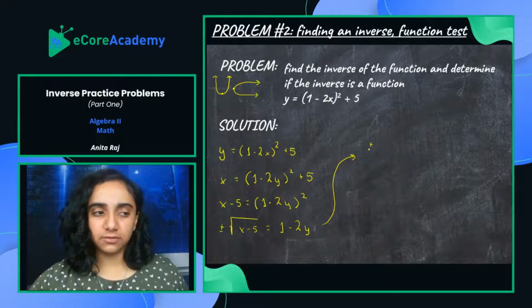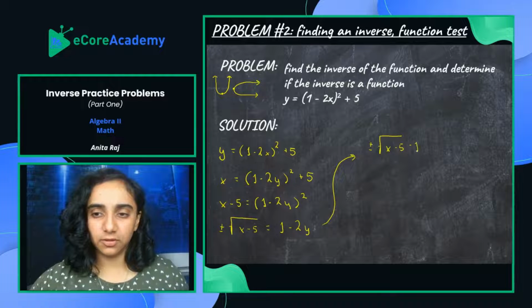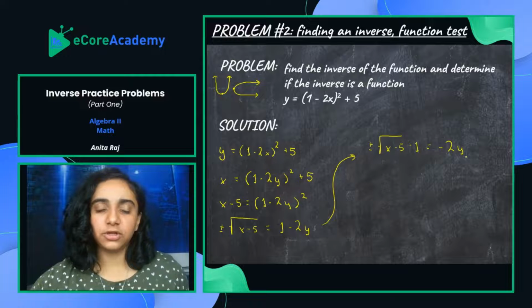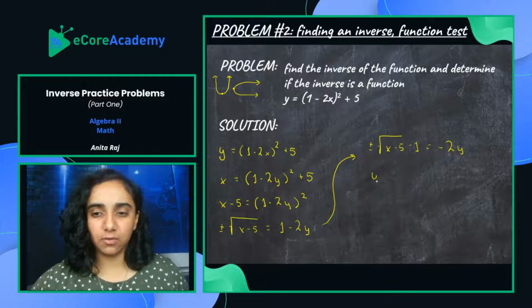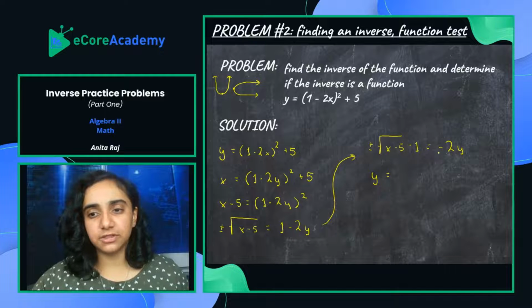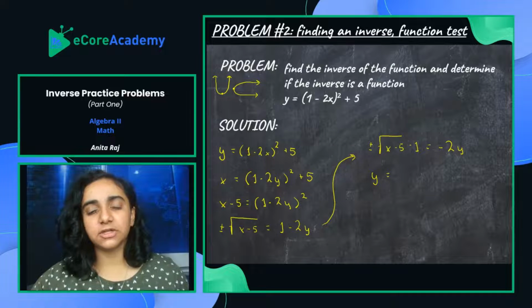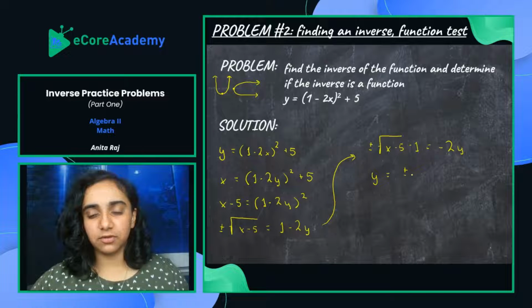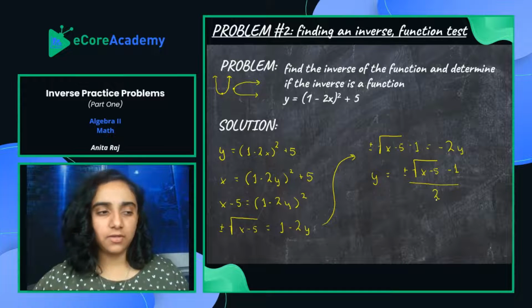So we're going to have positive or negative the square root of x minus 5, minus 1 equals negative 2y. Now, to finally get y by itself, we're going to just divide both sides by negative 2. So we're going to get y equals, well, the negative sign in front of the 2 really doesn't make much of a difference, because we're considering this positive or negative root, so I wouldn't worry much about it. So then we end up getting positive or negative the square root of x minus 5, minus 1, over 2. And then this would be our inverse.